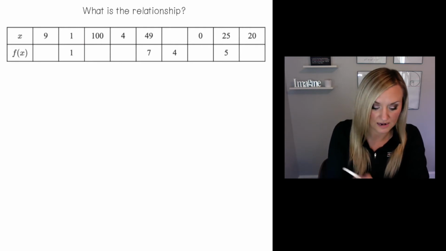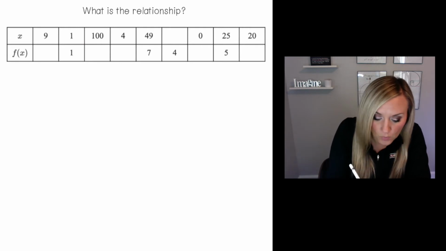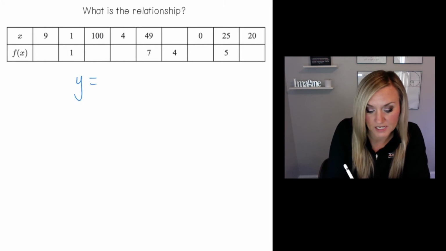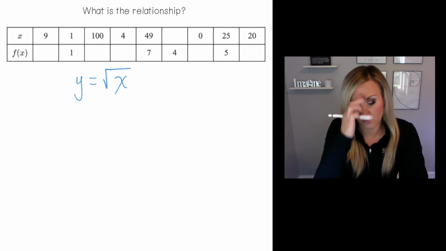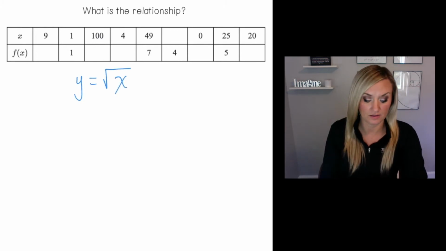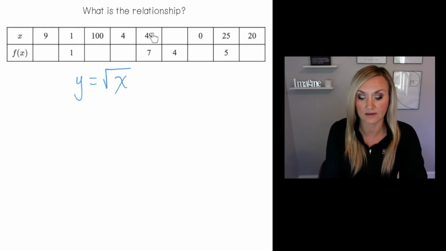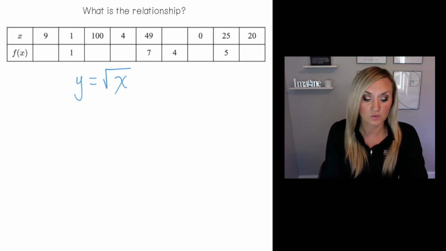So that's what I'm claiming the strategy is. Let's write that out. In order to get y, I am taking the square root of whatever is in the x. Whatever is in the x, if I plug it in, it's going to give me y. So if I take the square root of 49, it gives me 7. So let's take the square root of all of the x's and then write them down below.